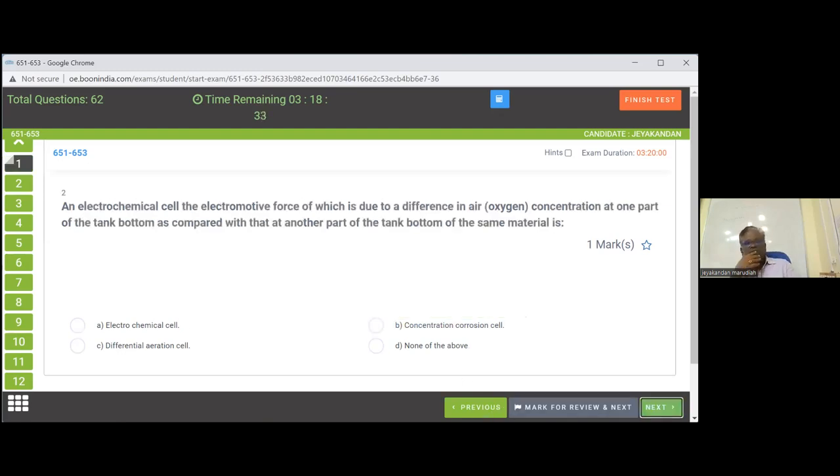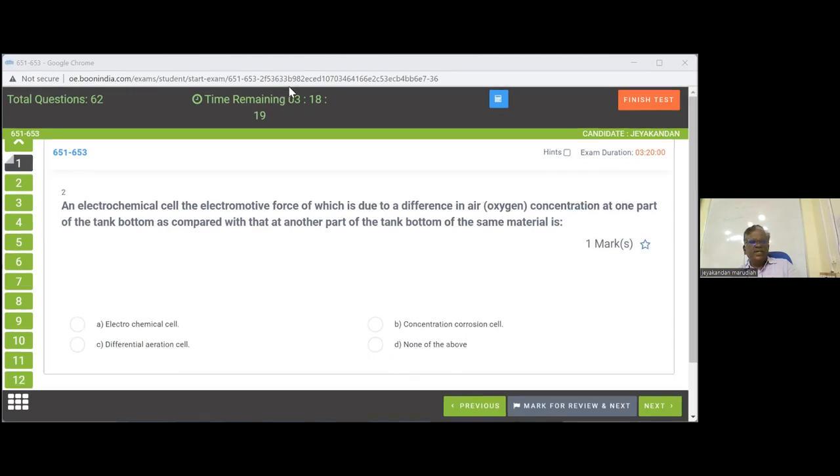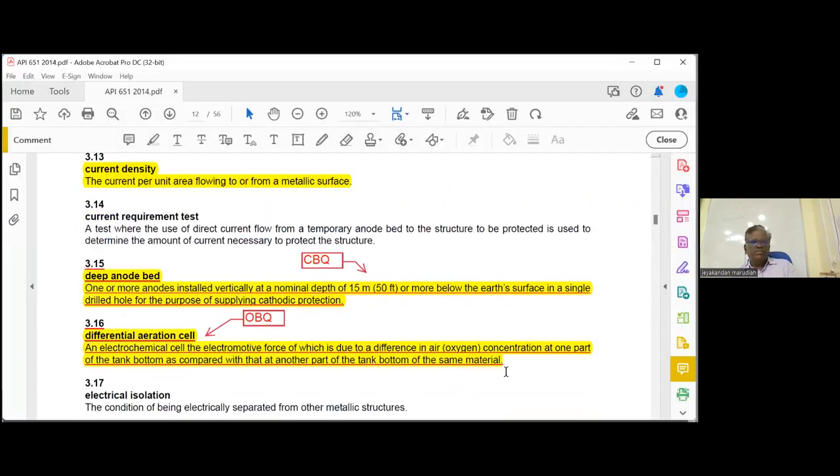An electrochemical cell with the electromotive force due to a difference in oxygen concentration at one part of the tank bottom as compared with another part of the tank bottom of the same material. So what is the answer? Differential aeration cell, where it is given here. 3.16. Differential aeration cell. 3.16.